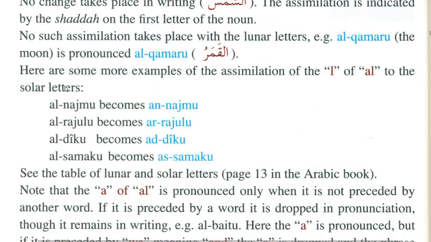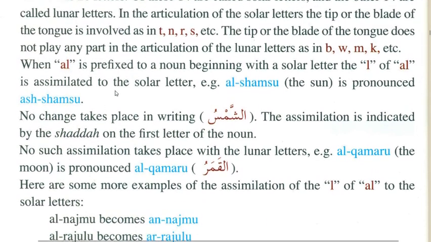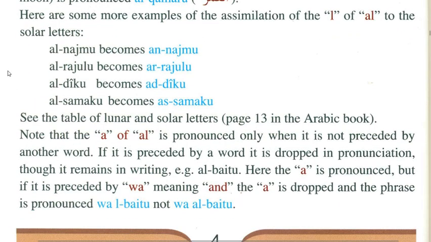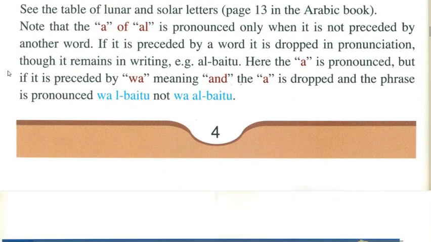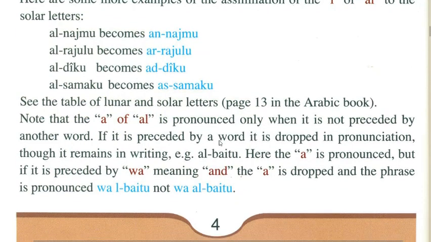The main difference is this, that in haruful qamariya we pronounce the lam, like here are the examples: al kitabu, al baytu, like these words, al-ma'u, al-finjanu. In those words, we are pronouncing alif, but in haruf shamsiya, lam becomes silent. So we read an-najmu. We write al-najmu, but we pronounce an-najmu. We pronounce ar-rajulu, ad-diku, as-samaku. We will learn these chapters in the book, in the main lesson, inshallah, in detail.